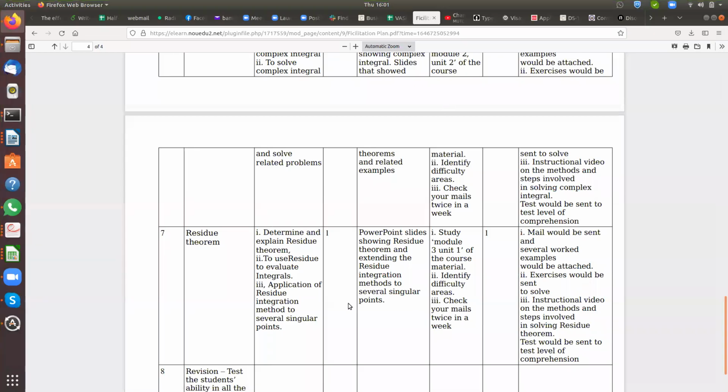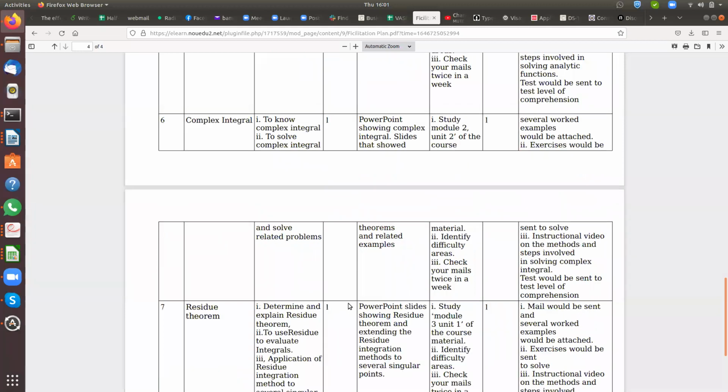Good afternoon. Welcome to the sixth week of the facilitation for Physics 313 class. We are gradually getting close to the end of the class. Today we shall be looking at complex integral, which was the lecture scheduled for the sixth week.